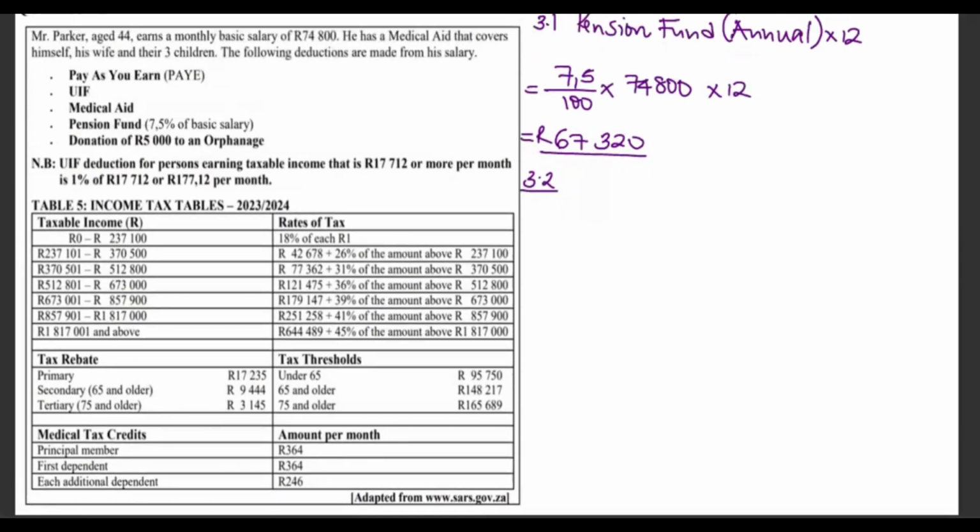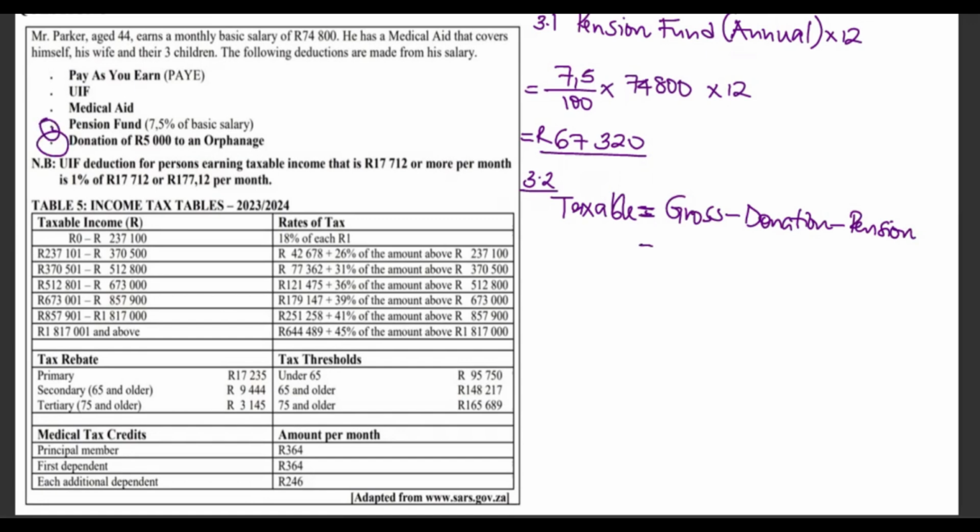Taxable income we usually take to be gross minus donations minus pension. If the person also contributes to RAF, the Road Accident Fund, we subtract it too. But in this case, he doesn't have it. So what we are subtracting is only the donation and the pension fund. But remember, it has to be annual.